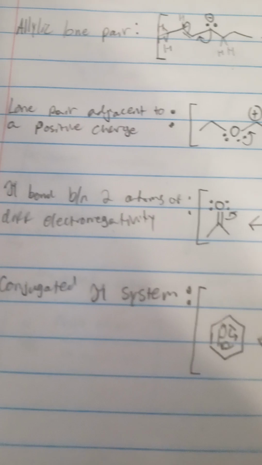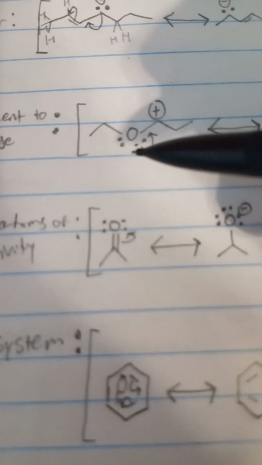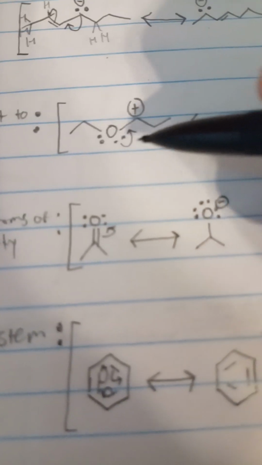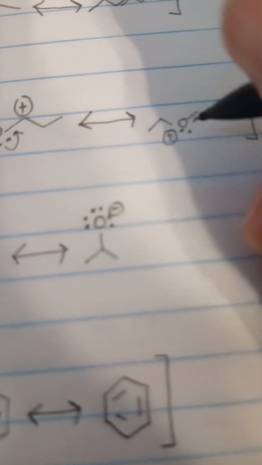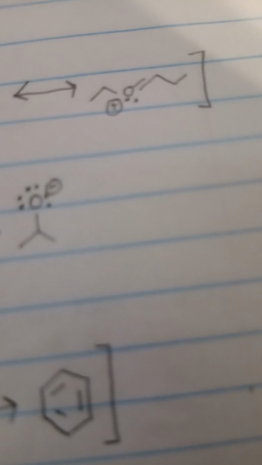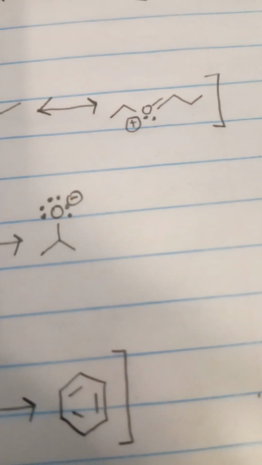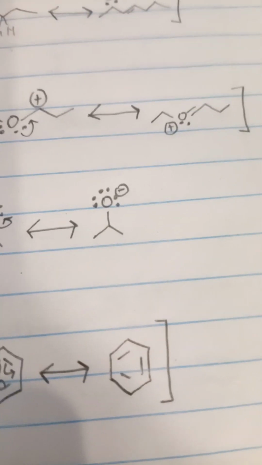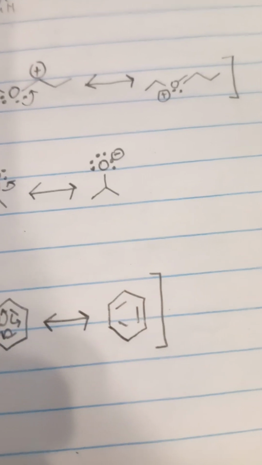In this one, where we have the lone pair adjacent to a positive charge, the positive charge is on this carbon, and when we move the electrons over, oxygen can have 3 bonds, but it doesn't particularly like it. It will then have the positive charge on that oxygen, and it'll have a positive formal charge.